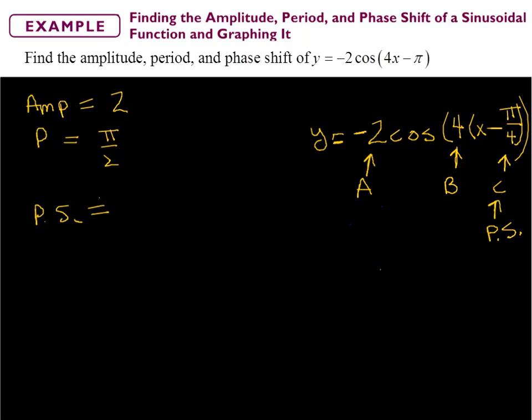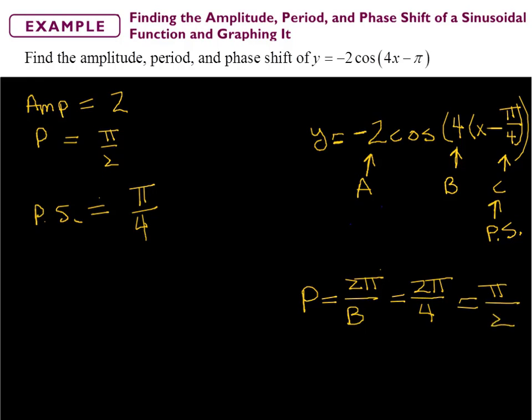So my phase shift is, actually, pi over 4, not minus pi over 4, because it's going to the right. We're shifting to the right. If I'm shifting to the left, it's minus pi over 4. My period is equal to 2 pi over b, which is 2 pi over 4, which is pi over 2. Okay? Questions?